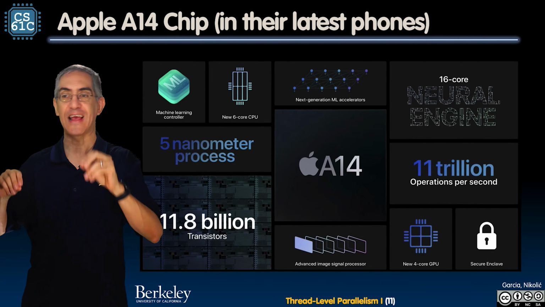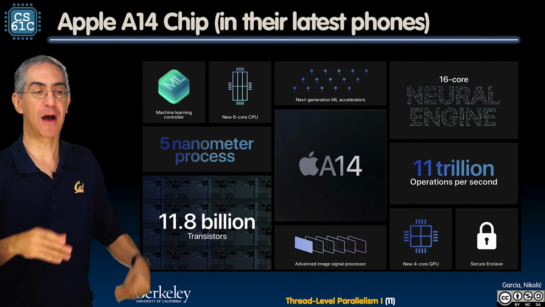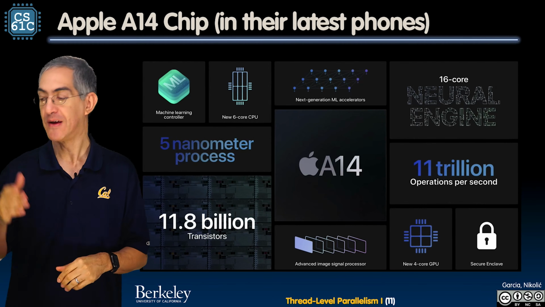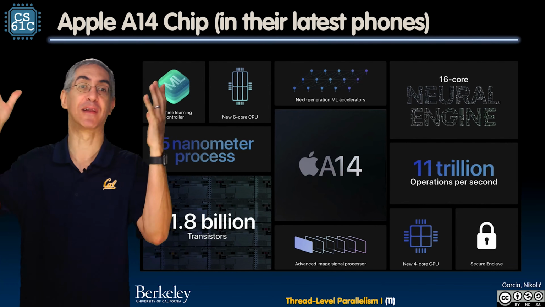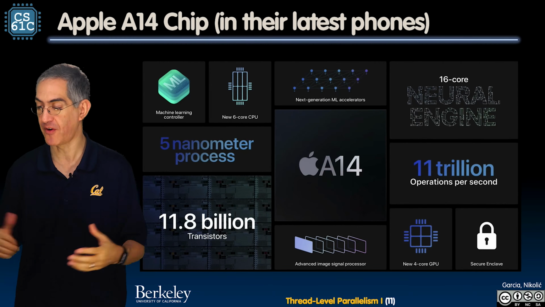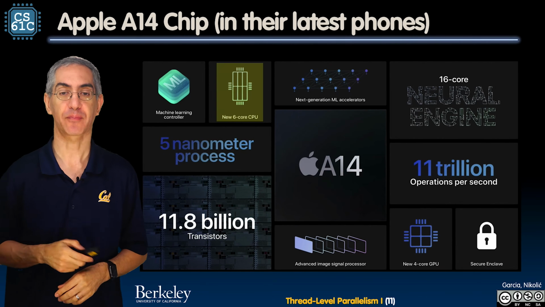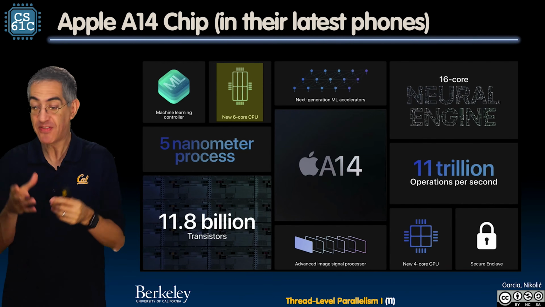Let me just give a sample. You know, we live here in the Bay Area. Let's go down the road a little bit to Cupertino. This was one of their slides from when they released the Apple A14 chip, which is on their phones. What are the highlights of the A14 chip? A 6-core CPU. By the way, this is on a phone.